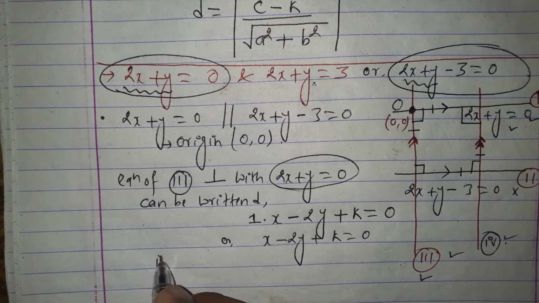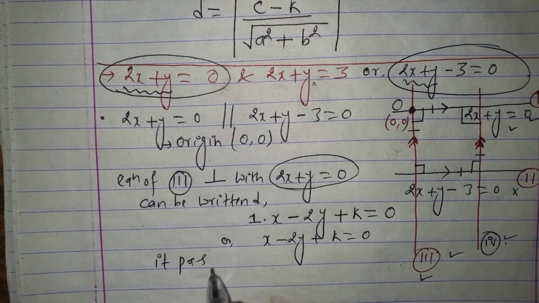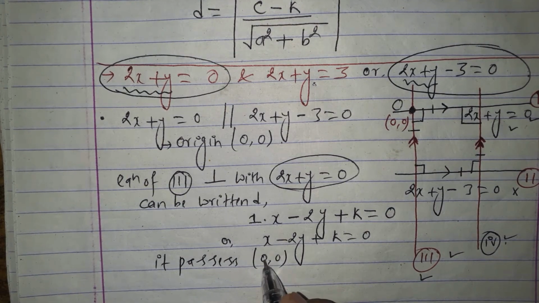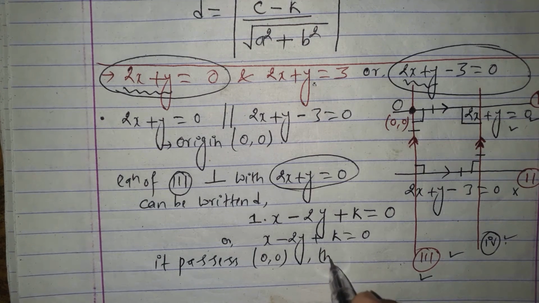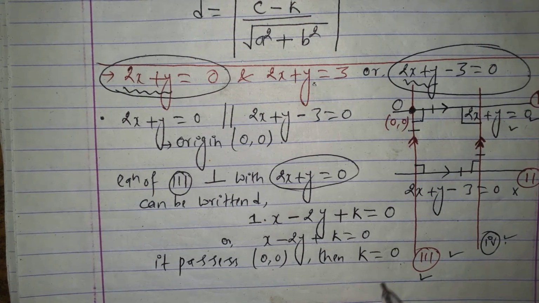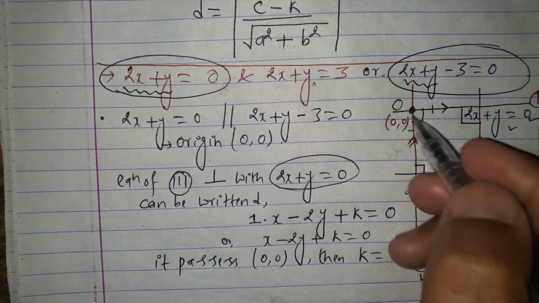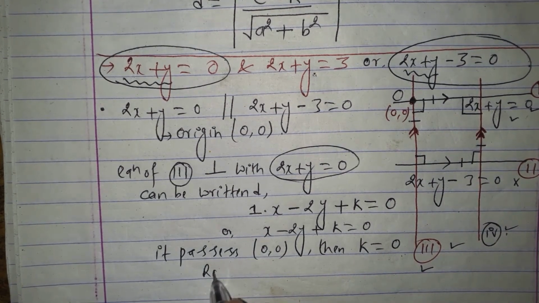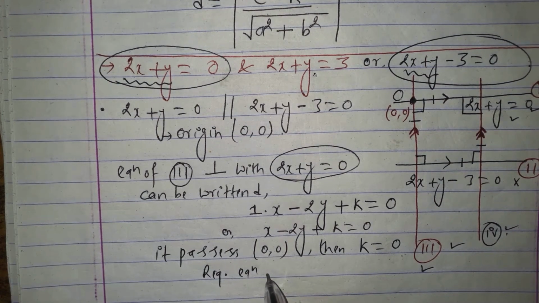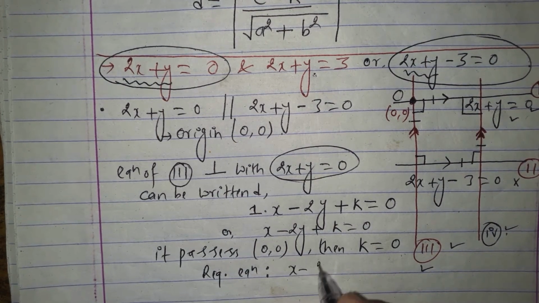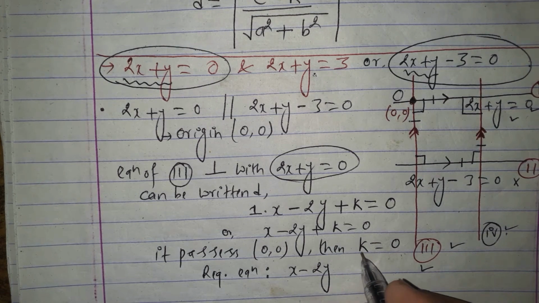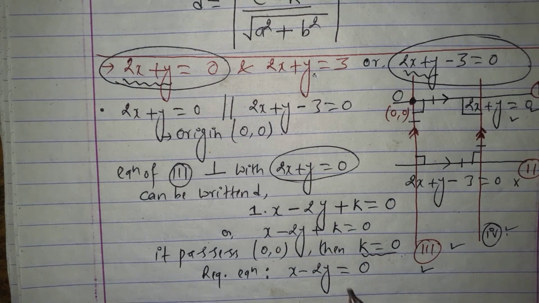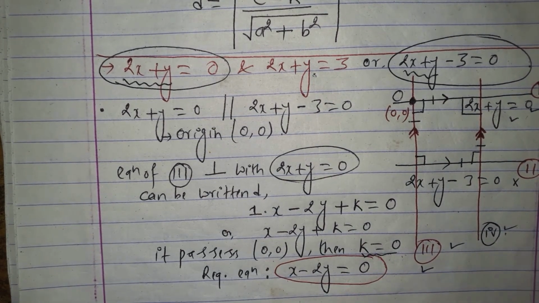It passes through the origin, so substituting x is 0, y is 0, then the value of k should be 0. The equation of a straight line which passes through the origin has the constant term as 0. So the required equation of the third side is x minus 2y equals 0, where the constant term k is 0. This is the required equation of the third side.